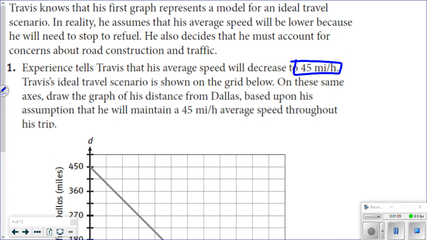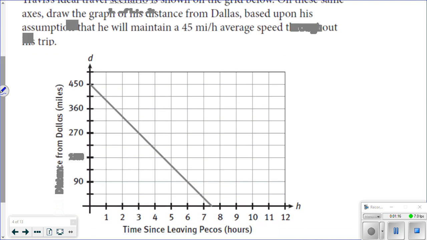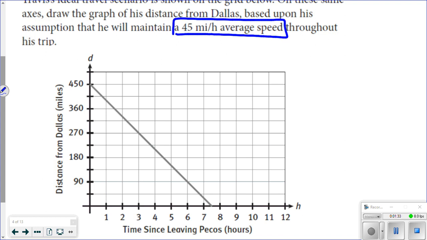His ideal scenario from lesson 15.1 is shown on this graph right here. On this same graph, we are going to draw a new line together showing his distance from Dallas based upon his assumption that he is going to maintain a slower speed. No longer 60 miles per hour, but only 45 miles per hour. So I know that it's going to take him a little bit longer.